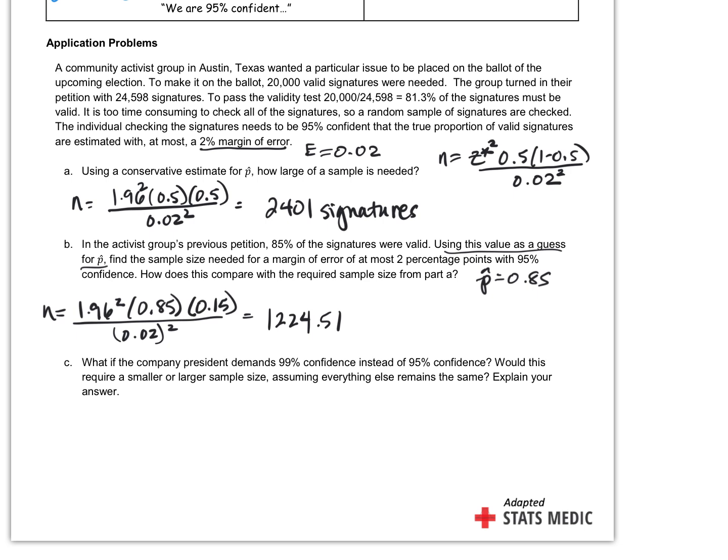Okay, so I would not leave my answer like this because you don't want to leave it in decimal form. You can't survey half a person, right? So we round it up, so it'll be 1225 signatures. All right, how does this compare to what we got in A?